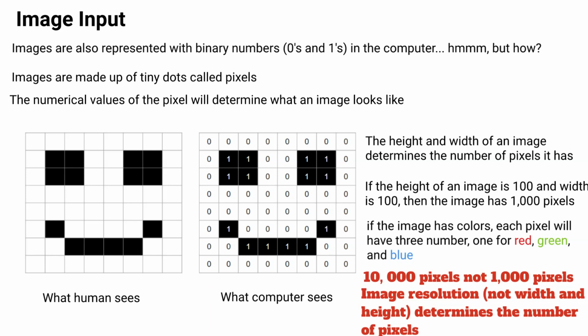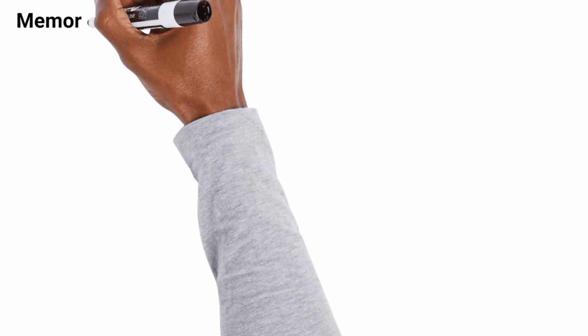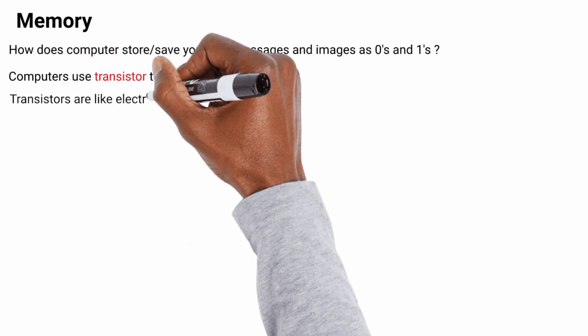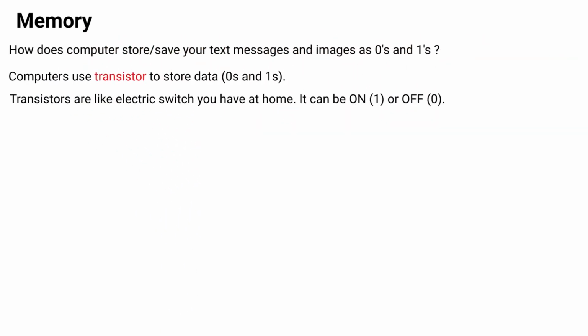All right, so now the next step is the memory. Now that we got the information from our input, which are zeros and ones, how does the computer store or save these zeros and ones in its memory? Computers are made up of something called transistors. Transistors are just electronic devices that are used to store data, right? Transistors are like the electric switch at home. You can turn it on or off, right? That is what a transistor is.